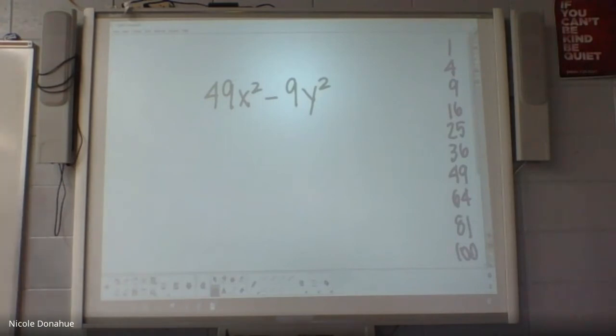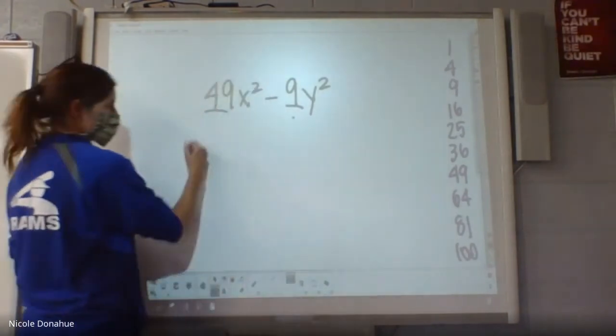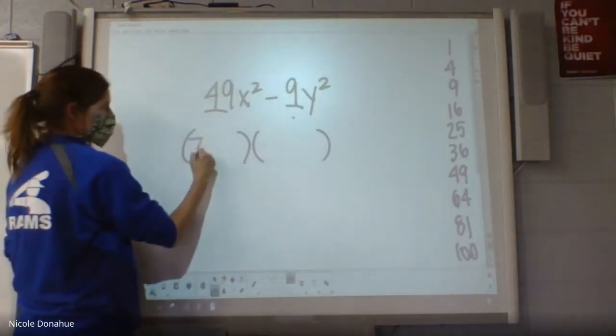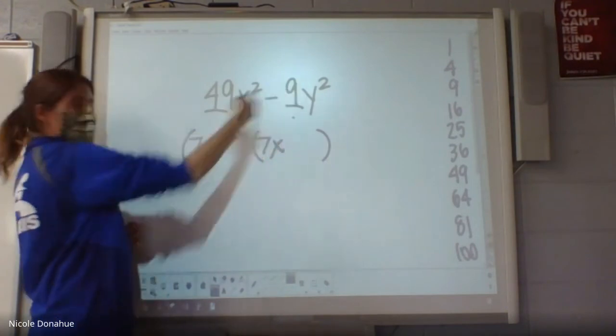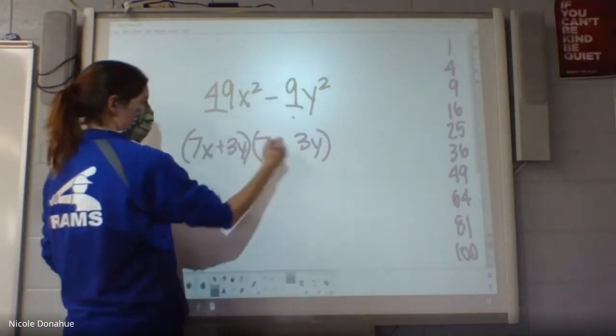Okay, so this one, both of these numbers show up on our perfect square list. So 7 times 7 is 49, so 7x, and 3 times 3 is 9, 3y, and then just a plus and minus.